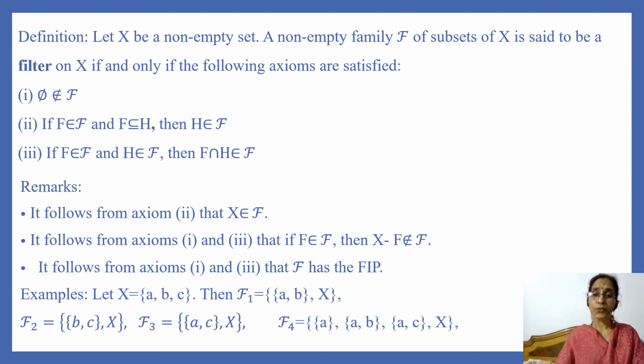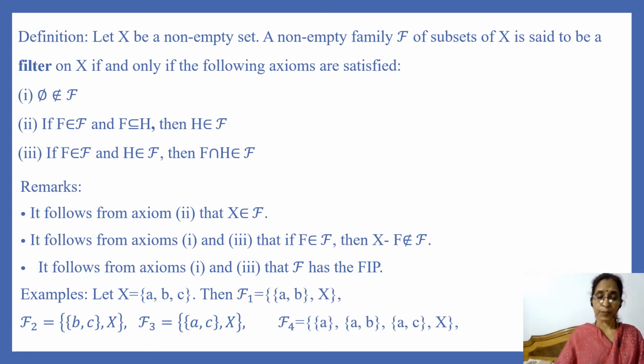Now we have some examples. Let X be a set containing elements A, B, and C. If we take F1, the collection of subsets of X containing doubleton A, B, and X, then we observe that F1 is a filter on X. Here, first, this is a non-empty family of subsets of X. And we note that no member of F1 is empty. Then we also note that supersets of its members are also in F1. And the third axiom is also satisfied. That is, the intersection of its members is also in this collection. And so F1 is a filter on X.